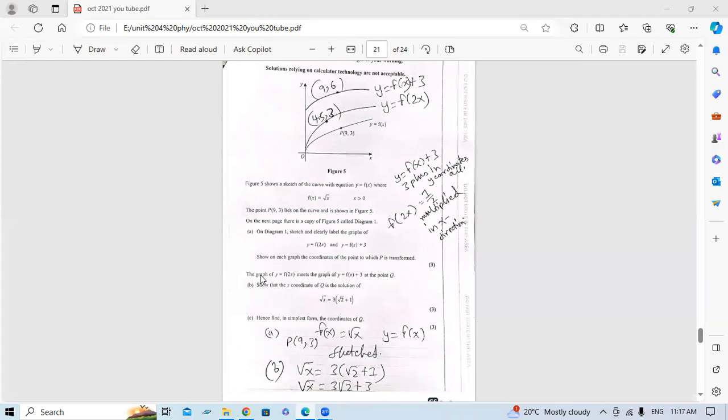Question number 9b: the graph of y equals f(2x) meets the graph of y equals f(x) plus 3 at the point Q. Show that the x coordinate of Q is the solution of root x equals 3 into root 2 plus 1.